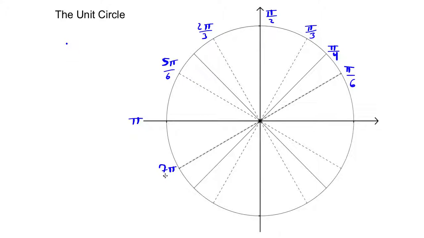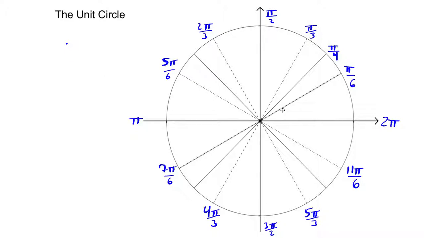7 pi over 6. 8 pi over 6, which we reduce to 4 pi over 3. Then we have 9 pi over 6, which we reduce to 3 pi over 2. Then we have 10 pi over 6, which we reduce to 5 pi over 3. And then we have 11 pi over 6 that we can't reduce, and it's just 11 pi over 6. And then 12 pi over 6, which is 2 pi.